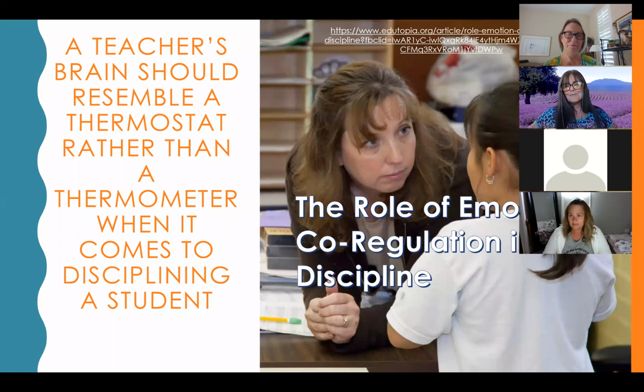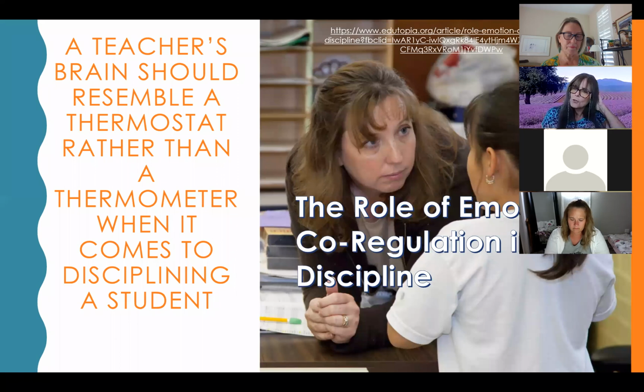All right. We actually talked about a little of this in our breakout rooms. We want to think about our response continuum as a way of adding co-regulation in discipline. So in the classroom, it's not about the student, it's about engaging with that student. I like the mantra that says a teacher's brain should resemble a thermostat rather than a thermometer when it comes to disciplining a student. Students can make good decisions if it's a calm brain. And to get them to have a calm brain, we need to be the catalyst to calm them back down.